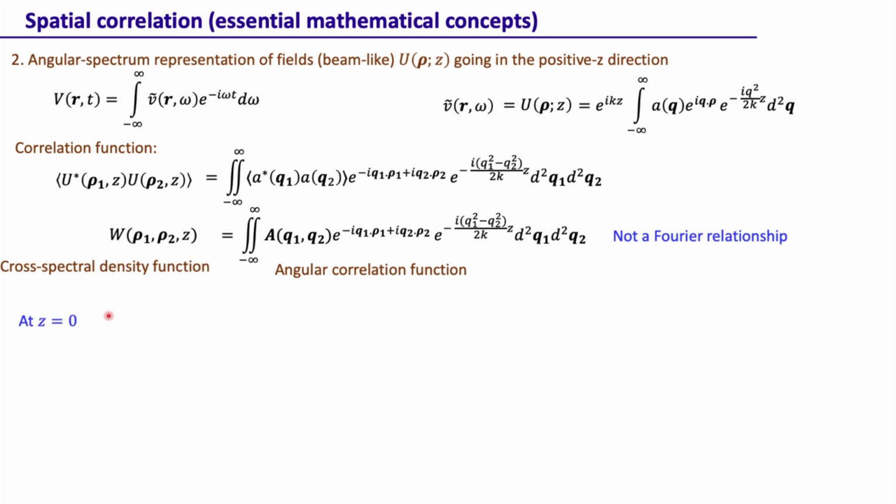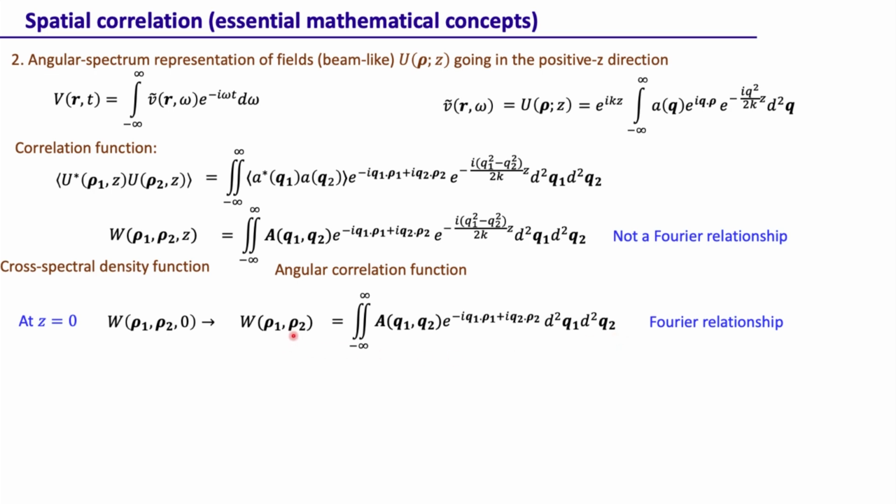But we also note that if you look at things at z equal to 0, then this term actually goes away, and in that case this becomes just this. So W(rho1, rho2) is this quantity A(q1, q2), integrated with d2q1 and d2q2. So this is then the exact Fourier relationship. We can invert this relationship and write A(q1, q2) in terms of W(rho1, rho2). So this is the generalized Wiener-Khinchin relationship between rho, a two-dimensional space, and q, the two-dimensional spatial frequency, just like we had the Wiener-Khinchin relationship between time and frequency.